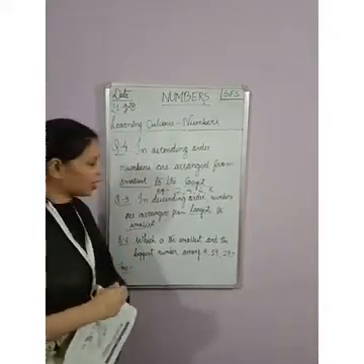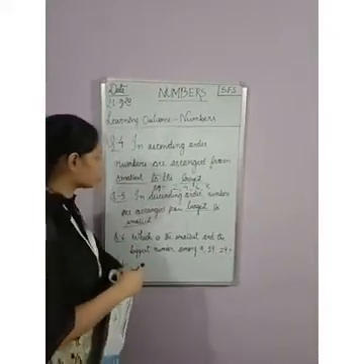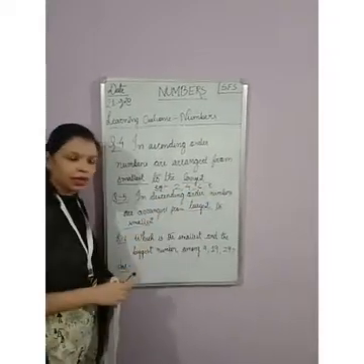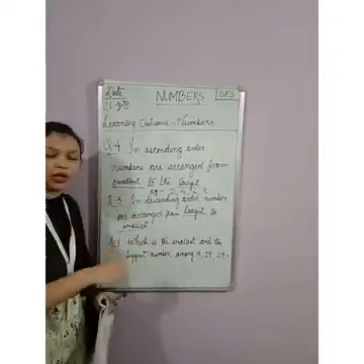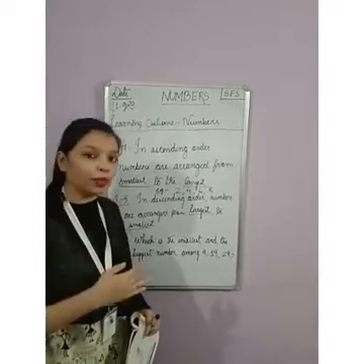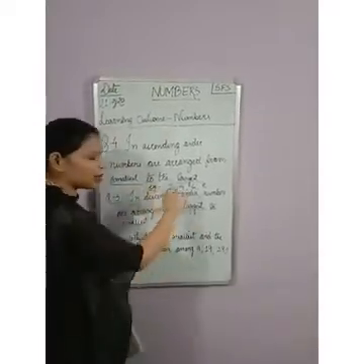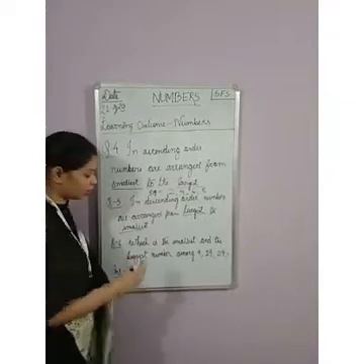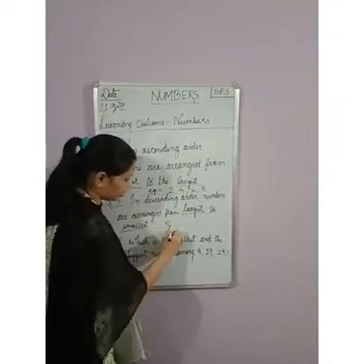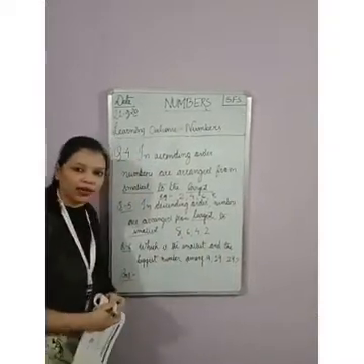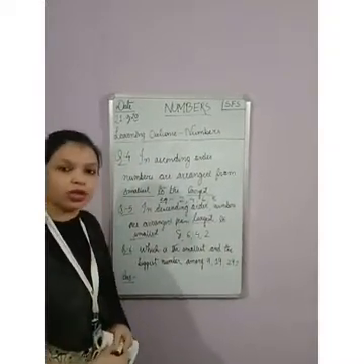Now I have arranged the number from smallest to the largest: 2, 4, 6, 8. But in descending order, we arrange the number from largest number to the smallest number. The same numbers I can arrange. So what will it become? 8, 6, 4 and 2. I have arranged the number from bigger to smaller.